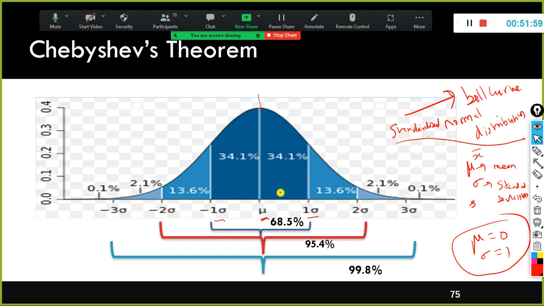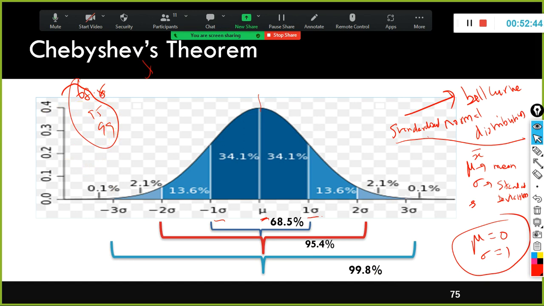Fine. So now, what this theorem says is that 68% of the values of this data set lie between minus 1 sigma and plus 1 sigma, and 95% of the data set lies between minus 2 sigma and plus 2 sigma. 99.8% of the data set, almost the entire data set, lies between plus 3 sigma and minus 3 sigma. Very simple. You need to remember these three numbers: 68, 95, 99. That's all. When somebody asks you about the Chebyshev theorem, these three numbers should pop up in your mind: 68, 95, 99.